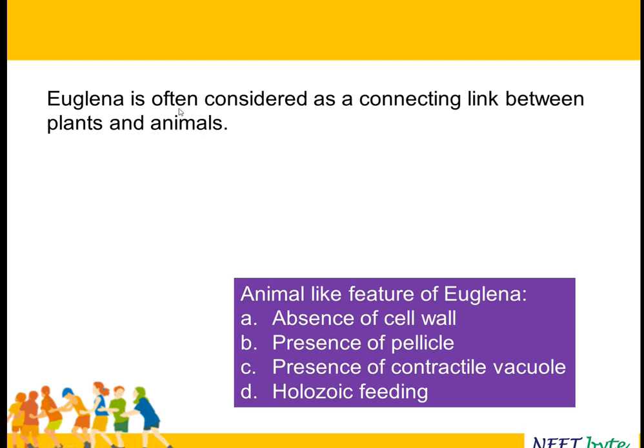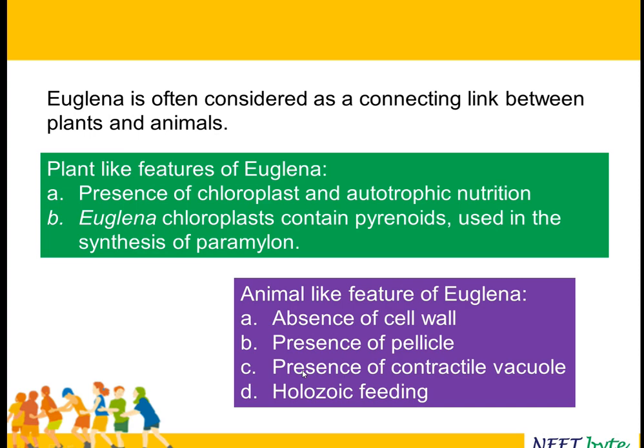And Euglena is often considered a connecting link between plant and animal because they have a few characters similar to plants and characters similar to animals as well. As far as animal-like characters are concerned, these are the absence of a cell wall, the presence of pellicle, the presence of myoneme fibers, the presence of a contractile vacuole, holozoic feeding, or the presence of a mouth. These are the animal-like features. Okay. And if you talk about plant-like features, these are the presence of chloroplasts and autotrophic nutrition, and the Euglena chloroplast contains pyrenoids that are used in the synthesis of paramylon. So these are the plant-like characters, right?